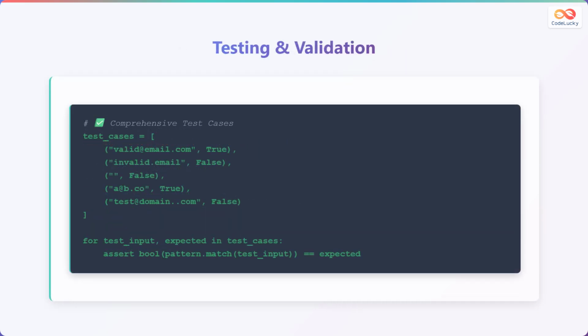Let's turn our attention to testing and validation. Comprehensive test cases are crucial for ensuring that your regex works as expected. The example shows a list of test cases, including valid and invalid email addresses. For each test case, the pattern is tested against the input, and the result is compared to the expected output. This helps to identify any issues with the regex and ensures that it behaves correctly in all scenarios.